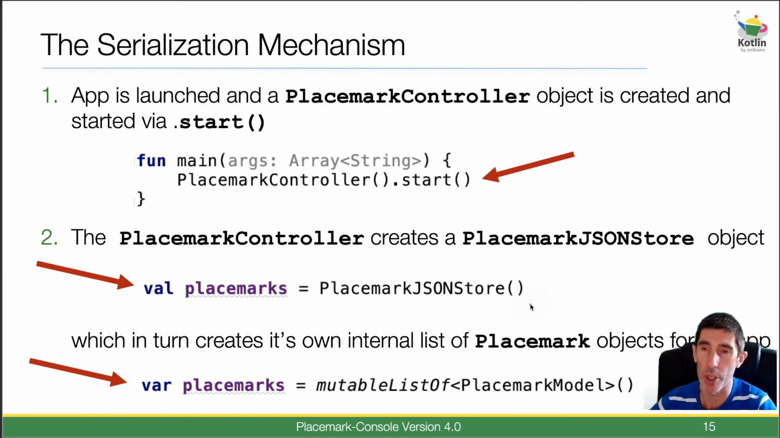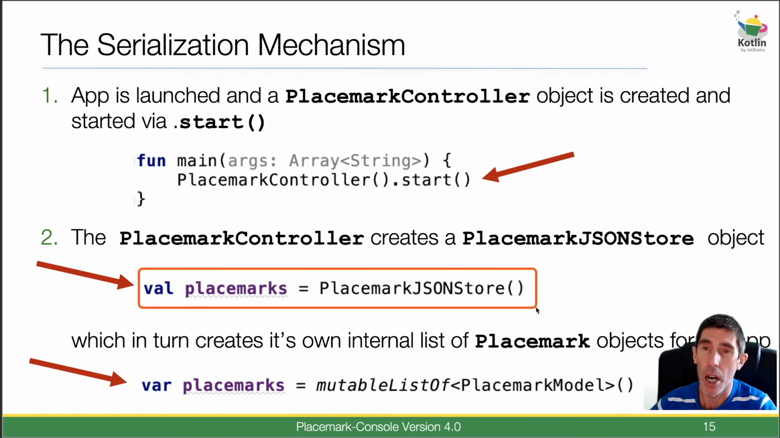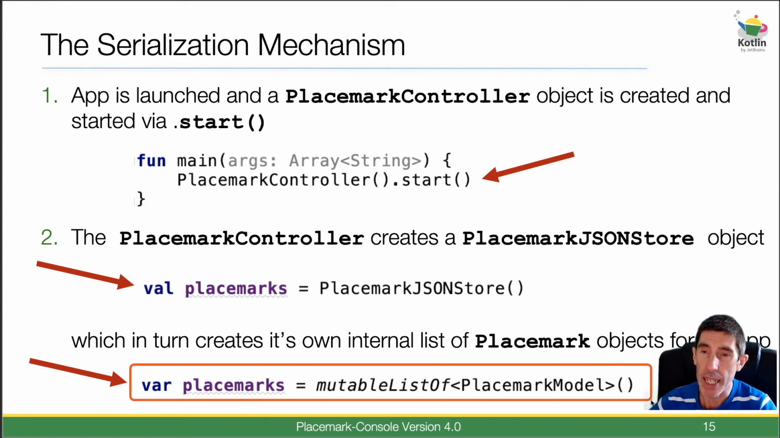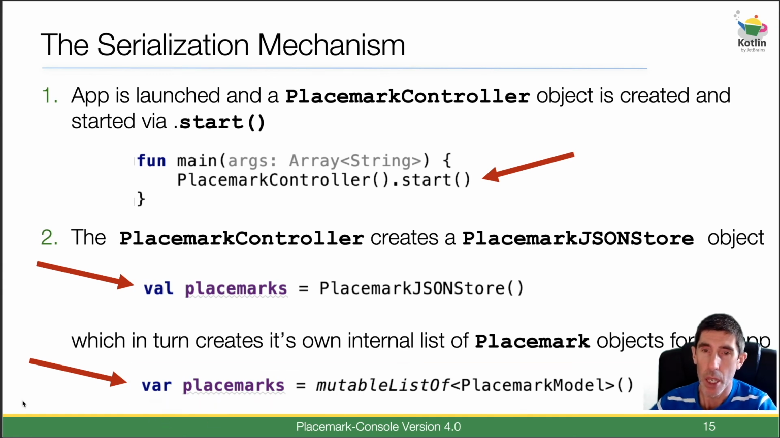But anyway, just sticking with our JSON. That's created inside our placemark controller, which in turn creates the placemark JSON store, which creates its own internal list of placemark objects for the app. That's our mutable list, and that's what we write to, and that's what we read from ultimately. So that's the first couple of steps.